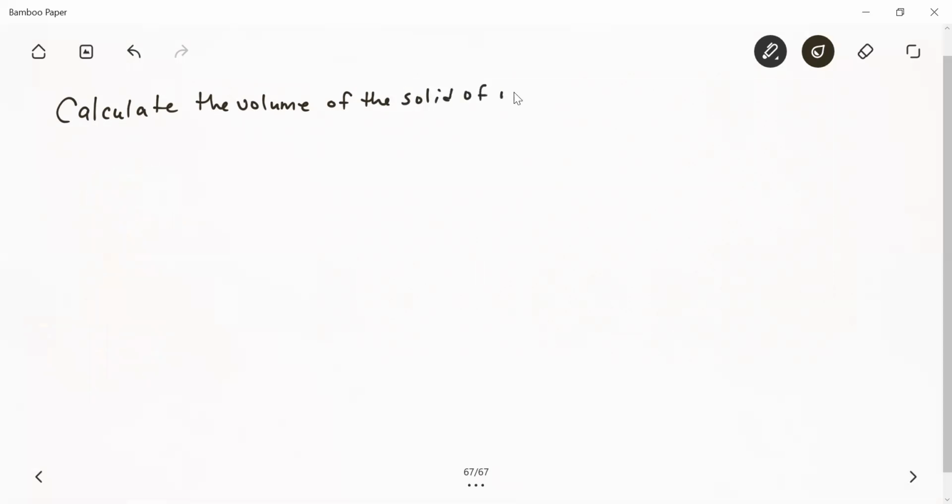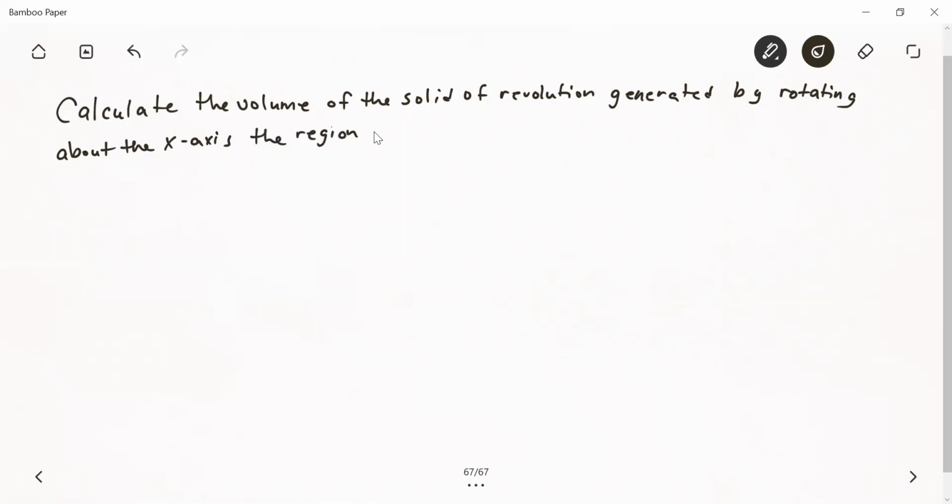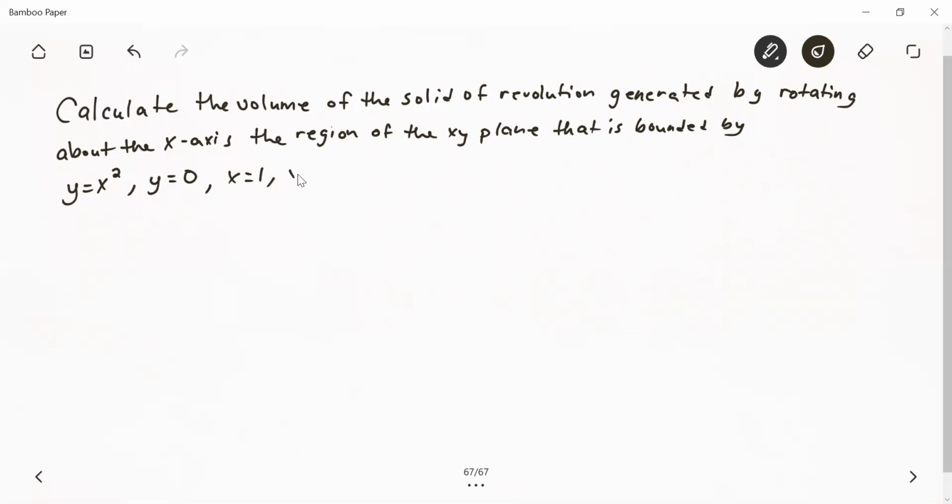So let's calculate the volume of the solid of revolution generated by rotating about the x-axis the region of the xy plane that is bounded by y equals x squared, y equals 0, x equals 1, x equals 3.